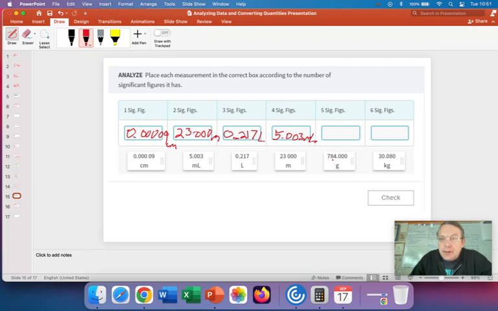In this one, 784.0000. Even though these zeros are after the decimal point, these are significant because they tell us how precise our measurement tool was. It could have measured up to the thousandths of a gram. That's a really nice scale if it can measure that precise. And this one has 5 significant figures. 1, 2, these 2 are captive zeros, and this is a 0 after the decimal point, so that is significant. So we'd say all of these zeros are significant.